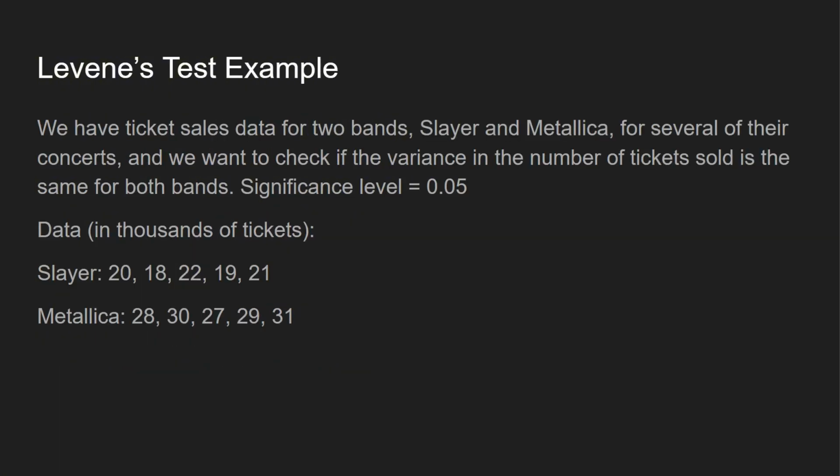So let's take a look at this example, right? We have ticket sales data for 2 bands. We have Slayer and Metallica for several concerts, and we want to check if the variance in the number of tickets sold is the same for both bands. We're going to do the default significance level of 0.05. Here's our data, and this is going to be in thousands of tickets. So Slayer 20, 18, 22, 19, and 21. Metallica 28, 30, 27, 29, and 31.